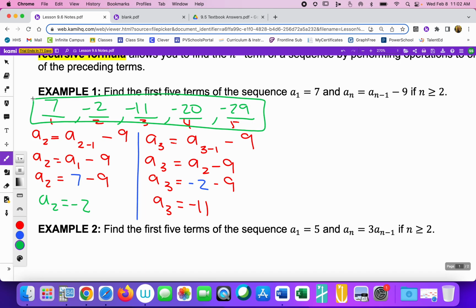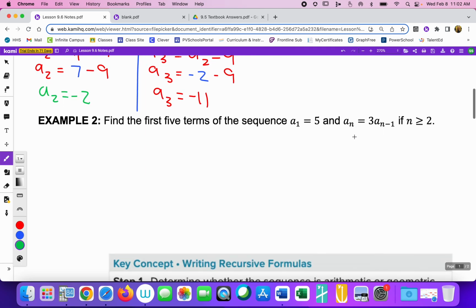Now, because this was subtracting 9 each time, this is an arithmetic sequence. So we did those in module 4 last semester. We only spent 1 day on it. It was pretty basic. It was with all our linear stuff. But it's because of that adding and subtracting. All right. We're going to do the same thing, just different sequence.